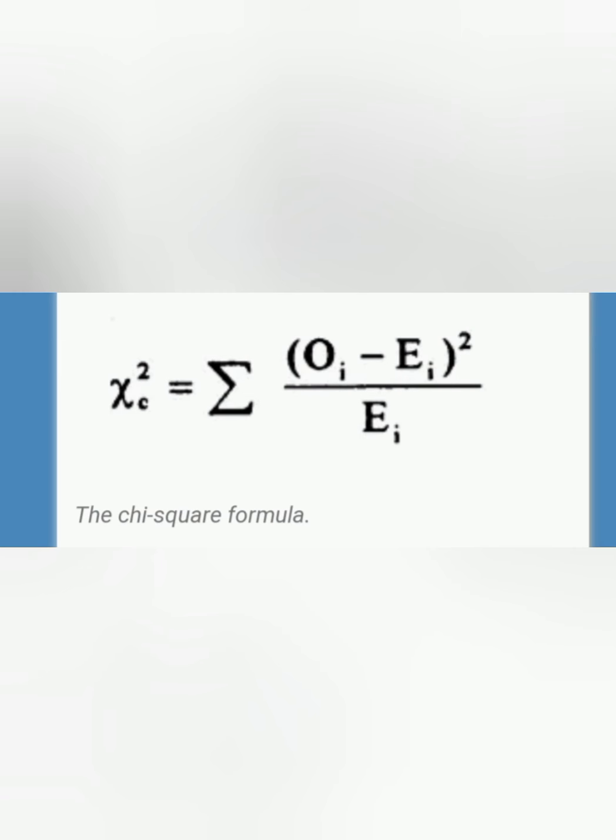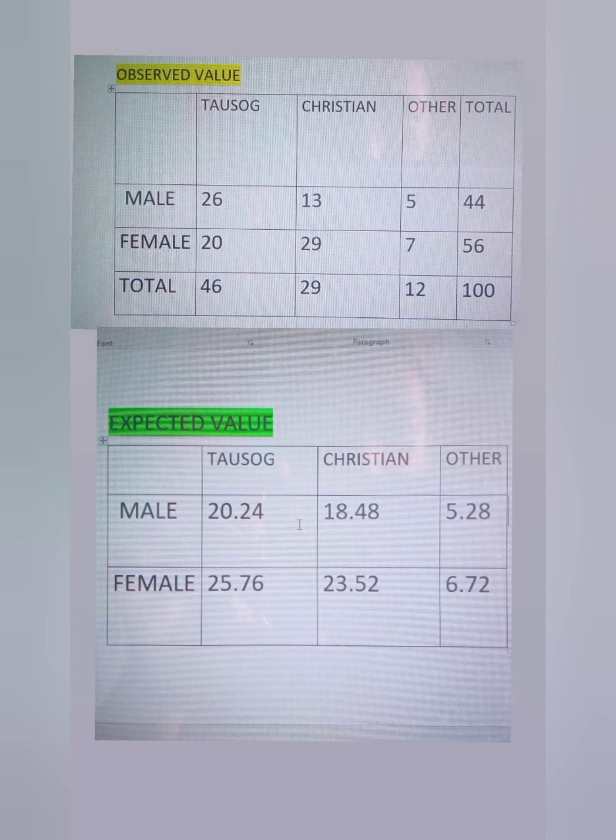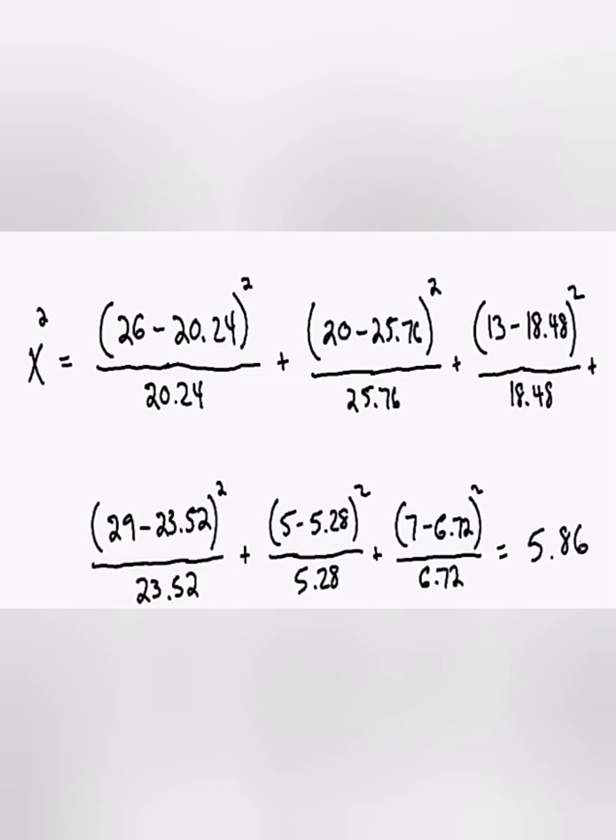Now let's apply the chi-square formula. The chi-square formula is observed value minus expected value squared divided by expected value. Now let's substitute the expected value and the observed value. We have this, the observed value and the expected value. If you plug all of this into the calculator, the result is 5.86, and this is our test statistic.